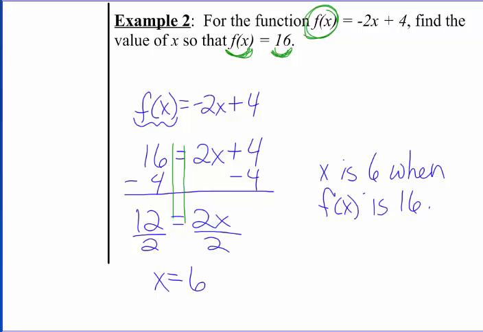So again, you can write an ordered pair. My x value is negative 6. My f of x is 16. So those would mean the exact same thing.